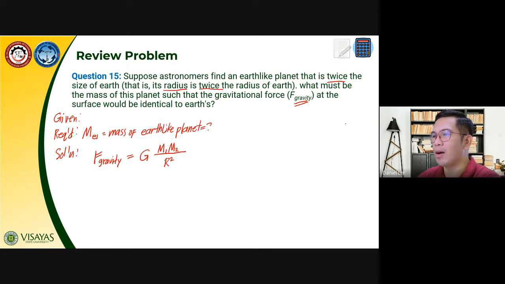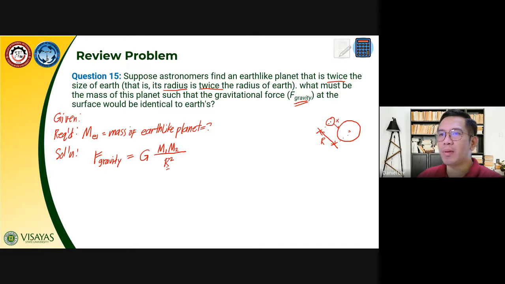So for example, you have here two objects. The r is the distance between the centers of their gravity. So that would be your distance r, again, from the center of gravity. Not this distance here. No? So, not that.